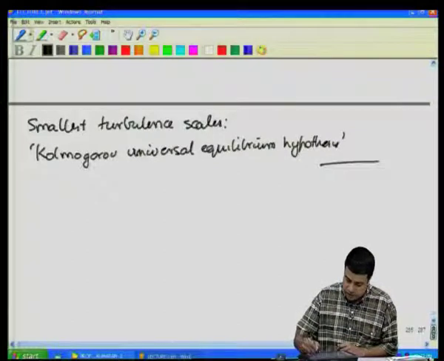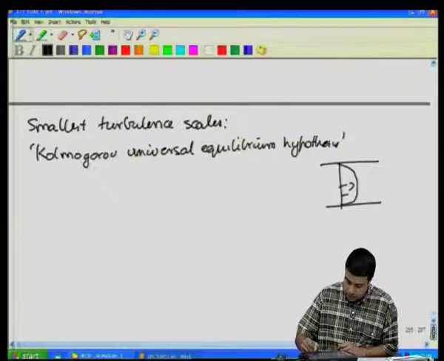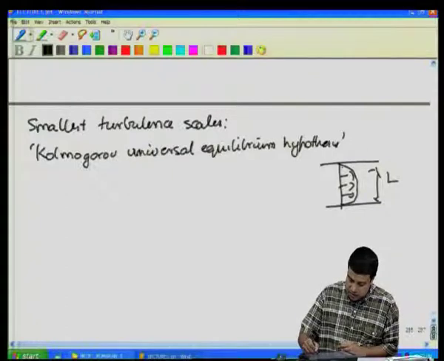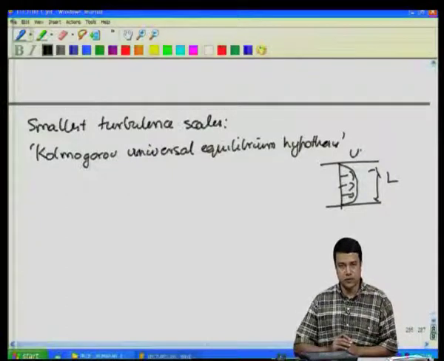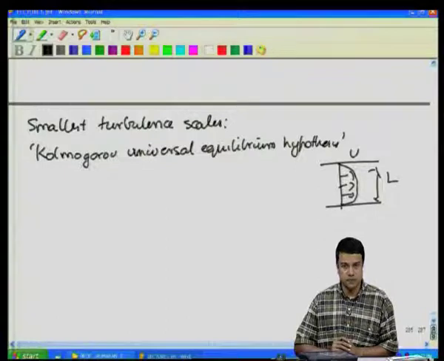So, let us, for definiteness, associate some length scale L and some velocity scale u to the largest scales. It is at the largest scales that energy is being pumped in to the fluctuations. What is the rate at which energy is being pumped into the fluctuations?